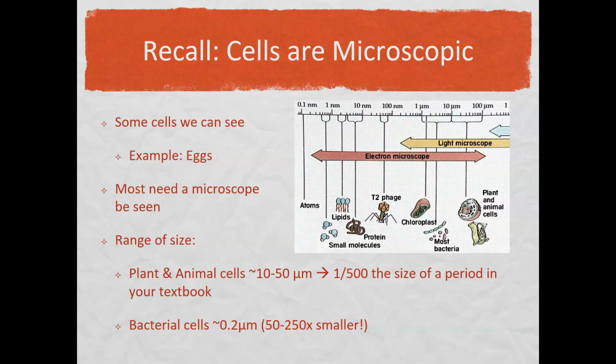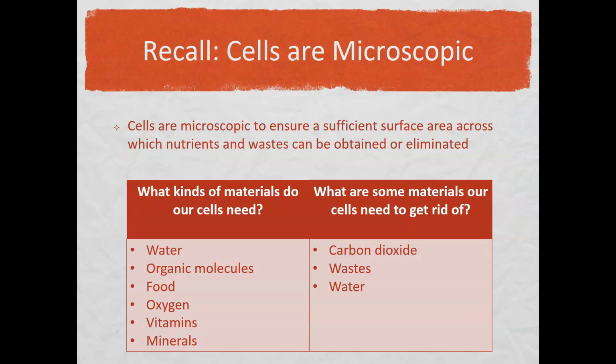Bacterial cells are even smaller than that. Most are somewhere on the average of about 0.2 micrometers, which is 50 to 250 times smaller, depending on the range, than even a plant or animal cell. So they're incredibly small. So why has evolution decided that these cells need to be so small? So when we're talking about making organisms like ourselves, why are there just more cells as opposed to bigger cells?